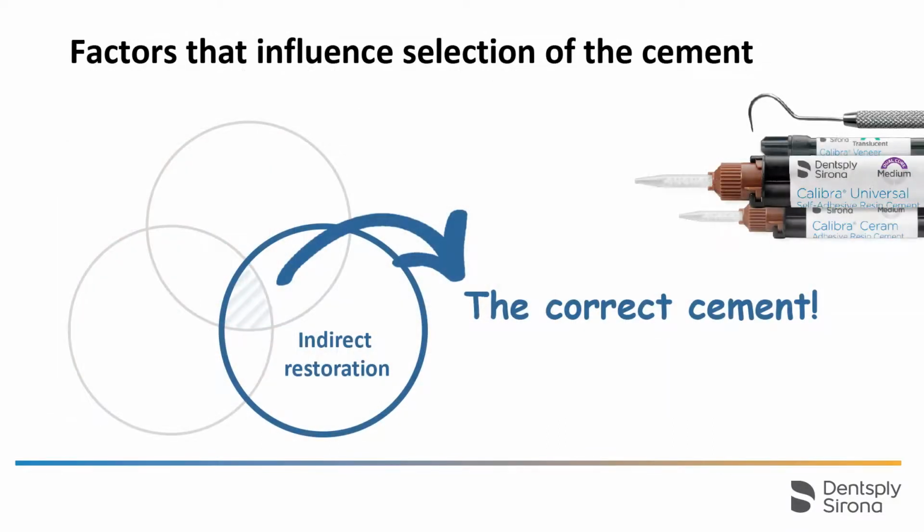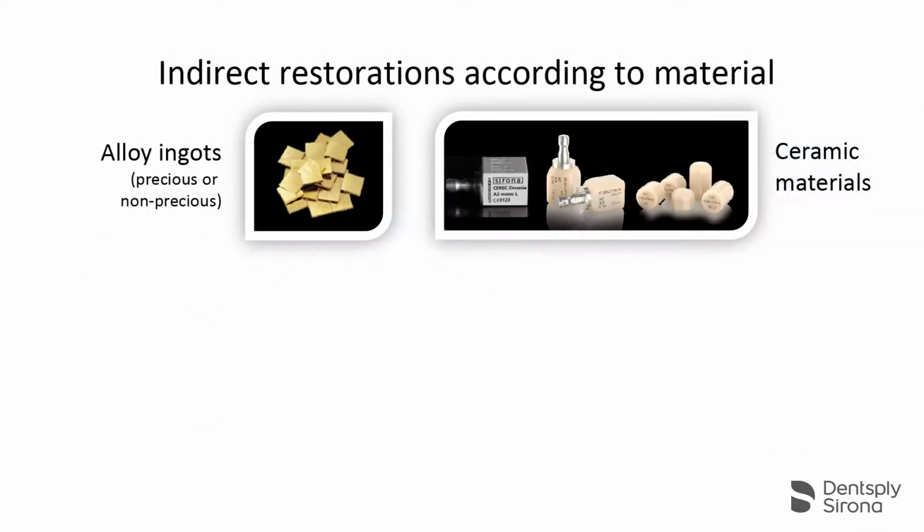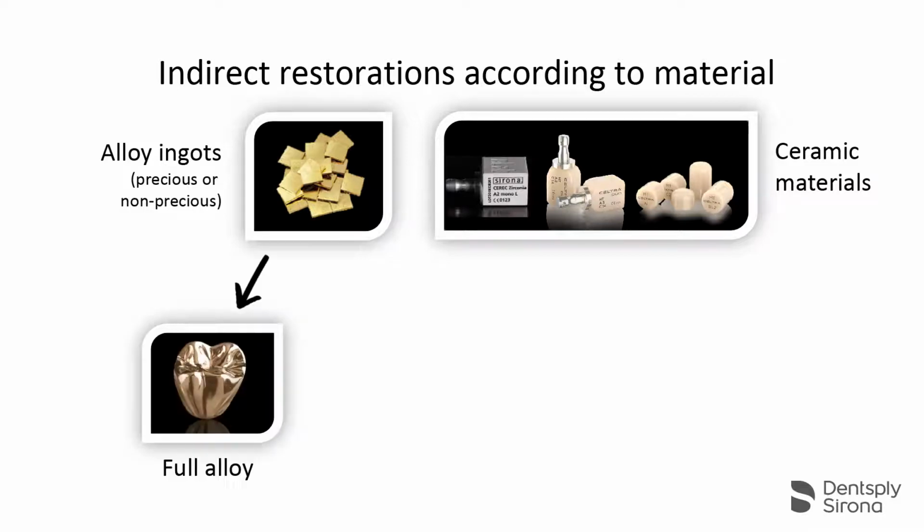We will now look at the third and final factor which influences selection of the correct cement: the type of restoration and the material from which the restoration is fabricated. Source materials for fabricating fixed partial denture restorations are on the one hand precious or non-precious metal alloys, and on the other hand ceramics. A crown or FPD can either be fabricated solely using metal or ceramic.